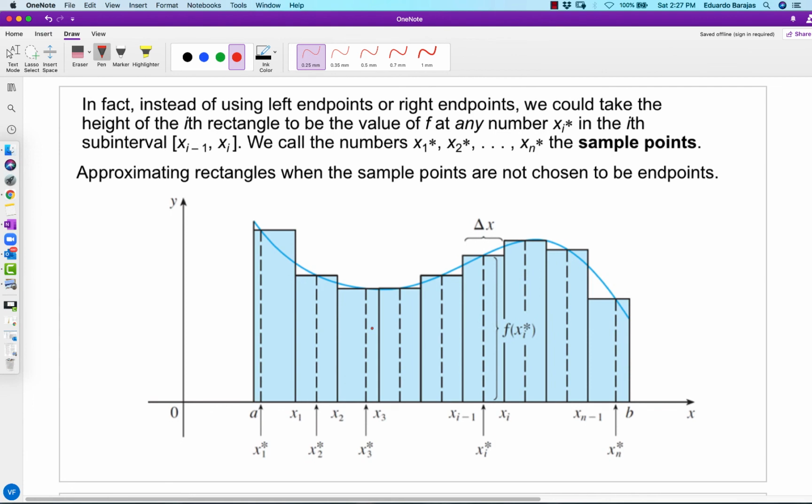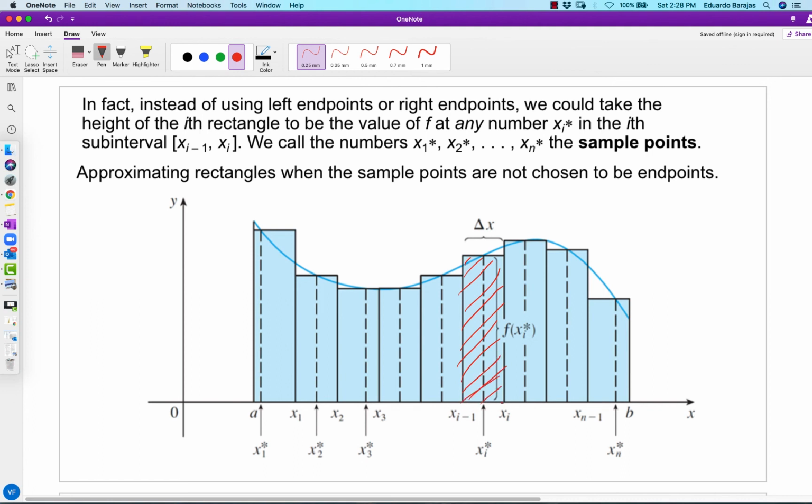Okay, so in fact, instead of using left endpoints or right endpoints, we can take the height of the ith rectangle to be the value of f at any number x sub I star in the ith subinterval, x sub I minus 1 to x sub I. Okay, so what is this saying? Let's focus our attention on the ith rectangle. So here is the ith rectangle right there. This is the ith rectangle.